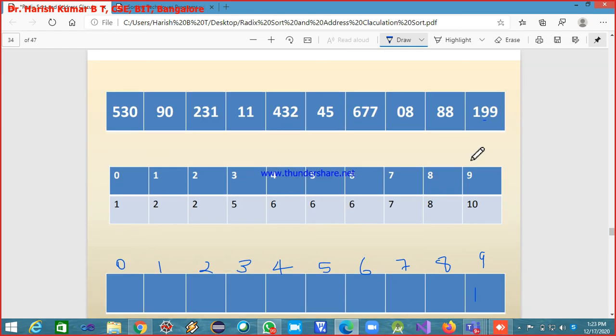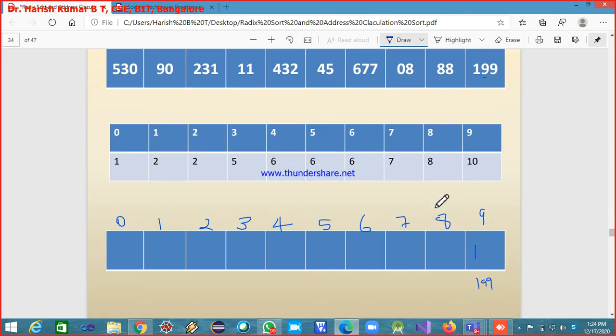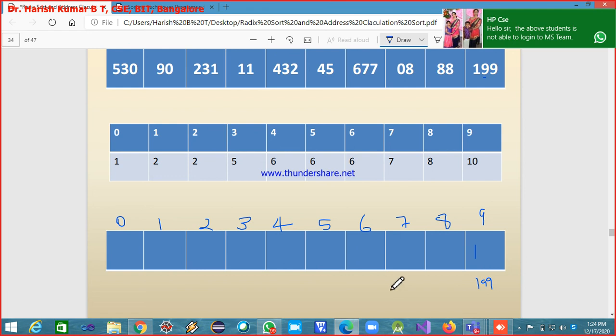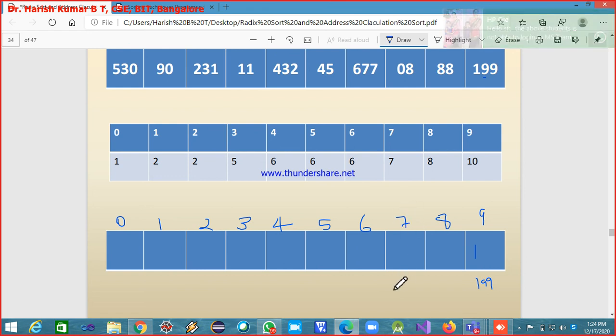Okay. So next is 88. The tens position I have is 8. If I check what I have here, it is 8. 8 minus 1 is 7. So it takes this position. Which position? The 7 position it will take. 88 comes here. Correct, no?